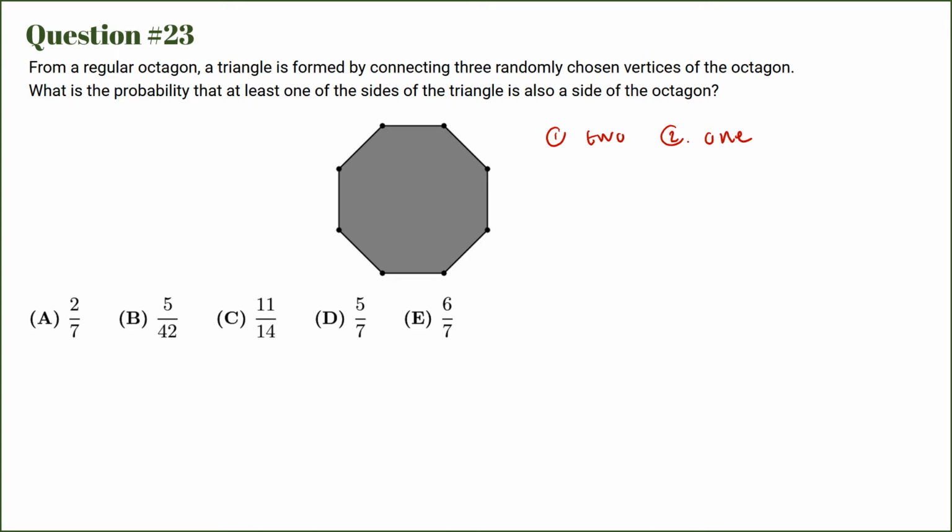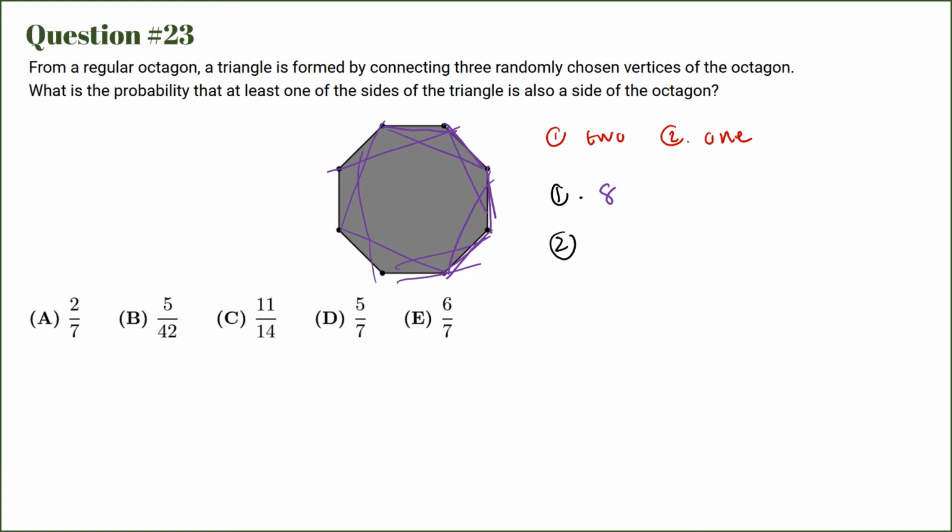So case number 1. For this, we can just count all the cases. So this is 1, 2, 3, 4, 5, 6, 7, 8. So that's 8 triangles that can be created with case 1.